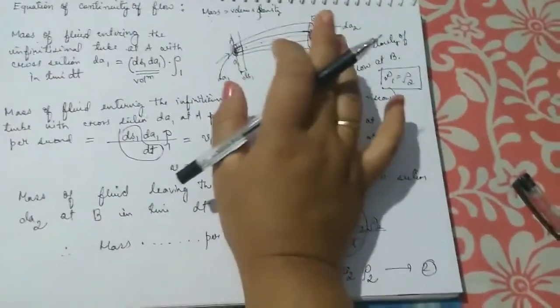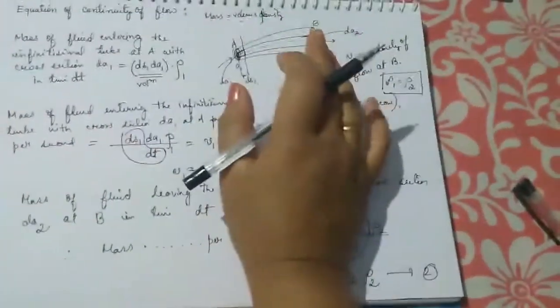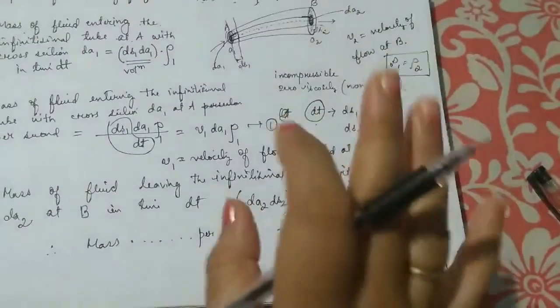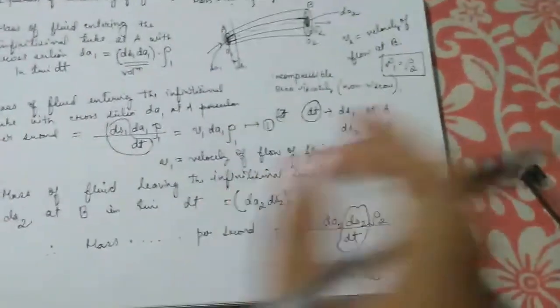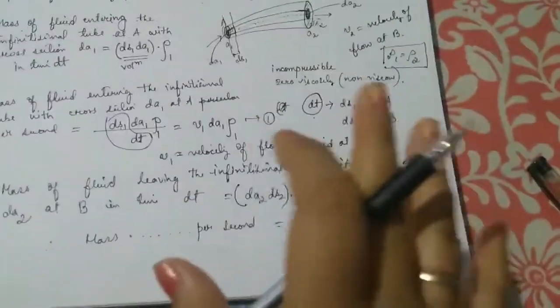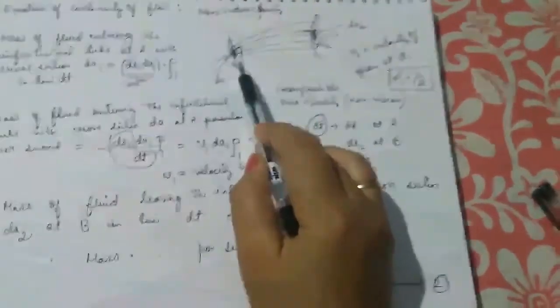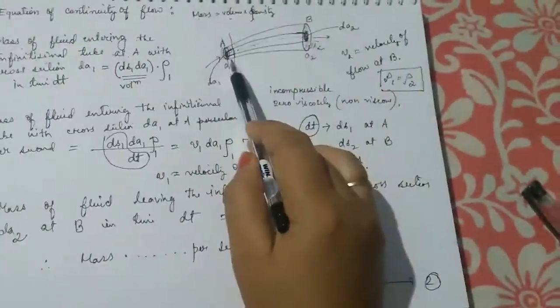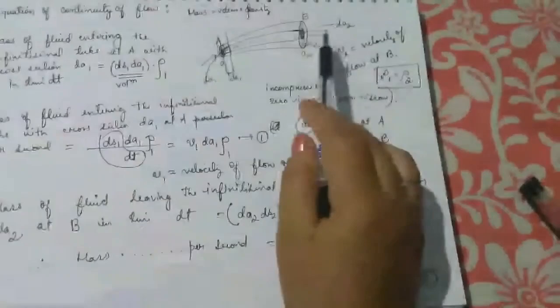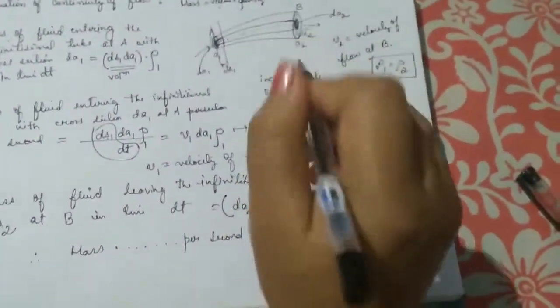In the same time, isn't it? Because of the law of conservation of matter. If you want to conserve the matter of the particular fluid that is flowing through it, what is the situation? The mass of the fluid that is entering the whole cross section of the pipe A should be equal to the mass of the fluid that is entering the whole cross section of the pipe B.